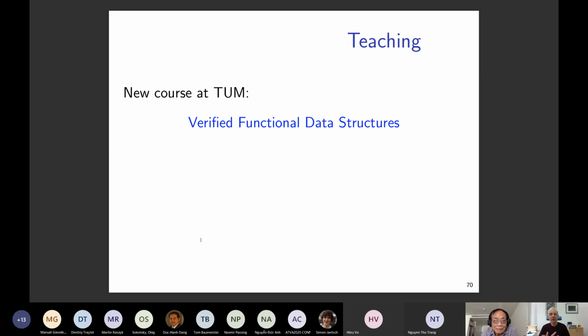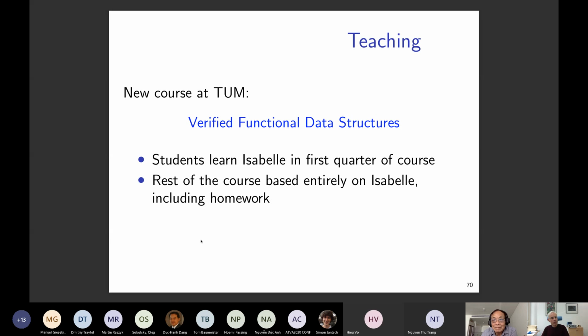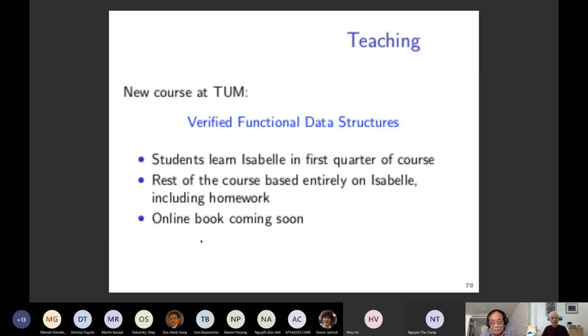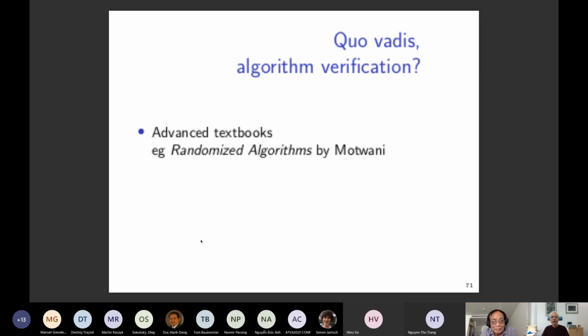I'm also using the results of my research in teaching. So I have a new course at TUM called Verified Functional Data Structures, where the students really learn Isabelle from day one, and the first quarter of the course is just concerned with learning a proof assistant, and the rest of the course is based entirely on using that proof assistant, including the homeworks and also the exam, to introduce the students to functional data structures like these search trees, priority queues, and similar things. And there's an online book in preparation that I hope will be coming out soon.